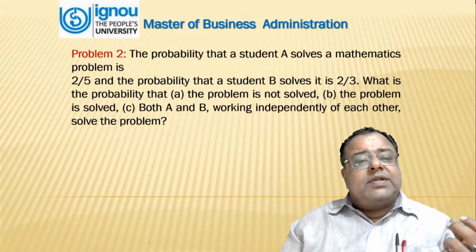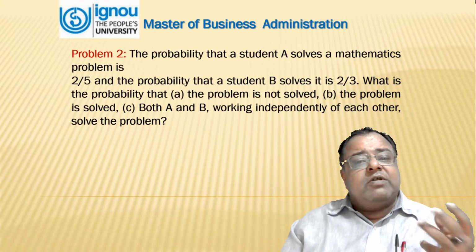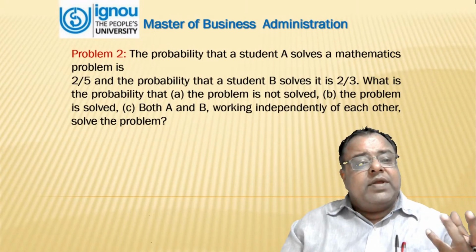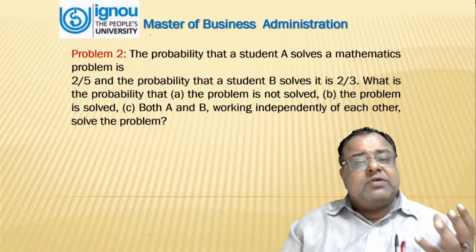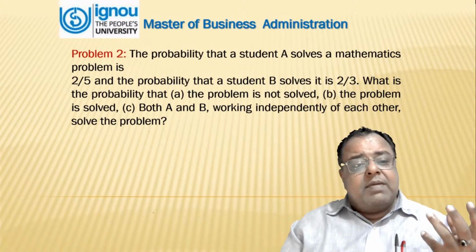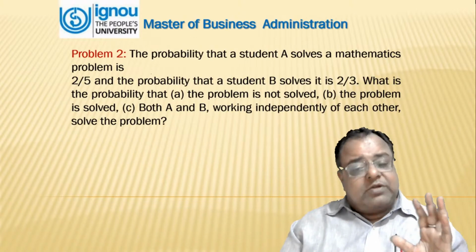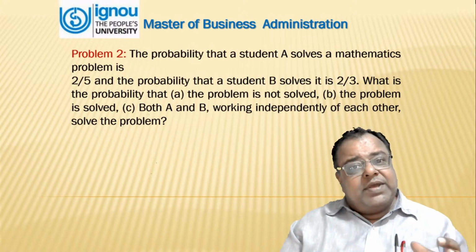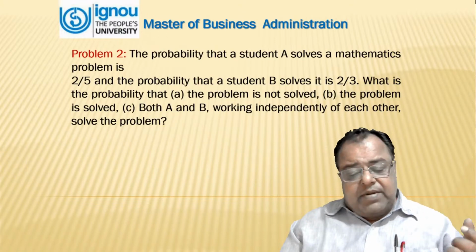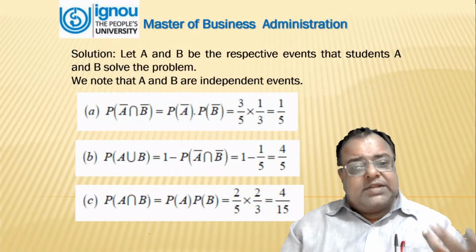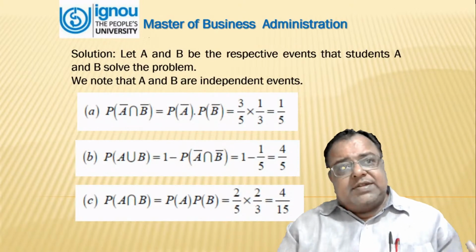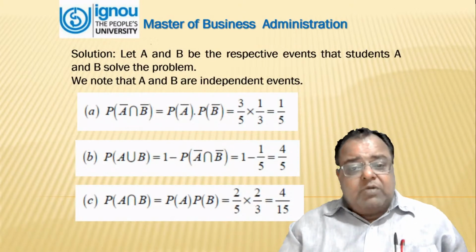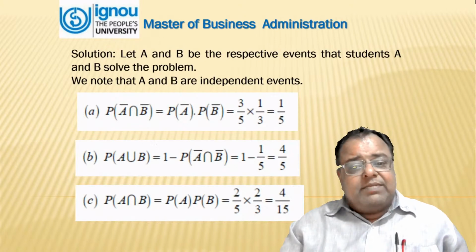Now, the second problem: the probability that a student A solves a mathematical problem is 2 by 5, and the probability that a student B solves it is 2 by 3. What is the probability that the problem is solved, both A and B working independently of each other? These are the interpretations for how the problems can be solved.